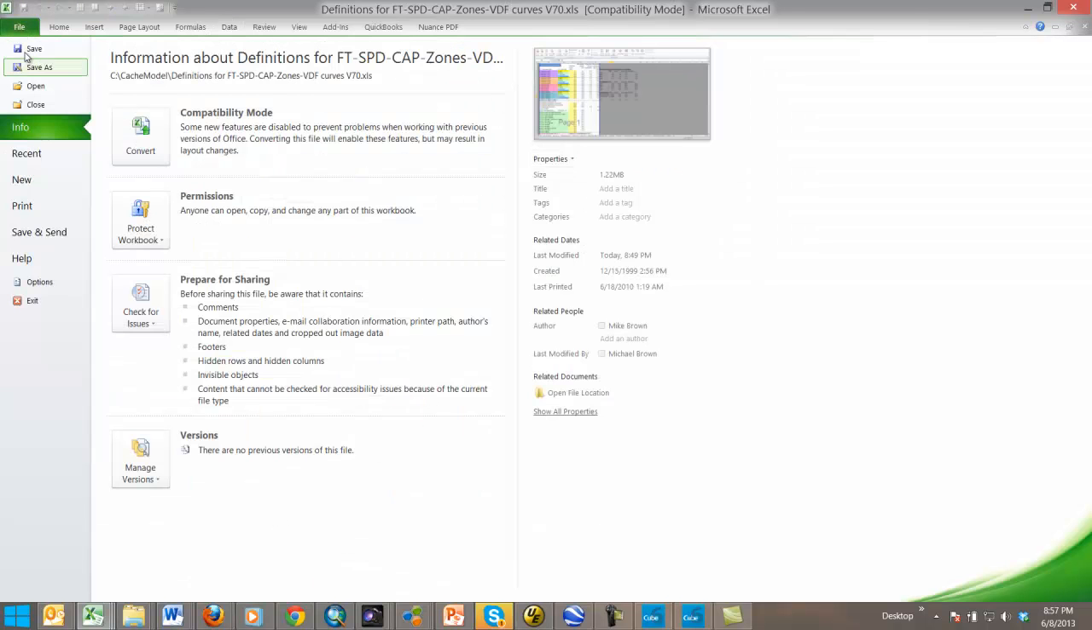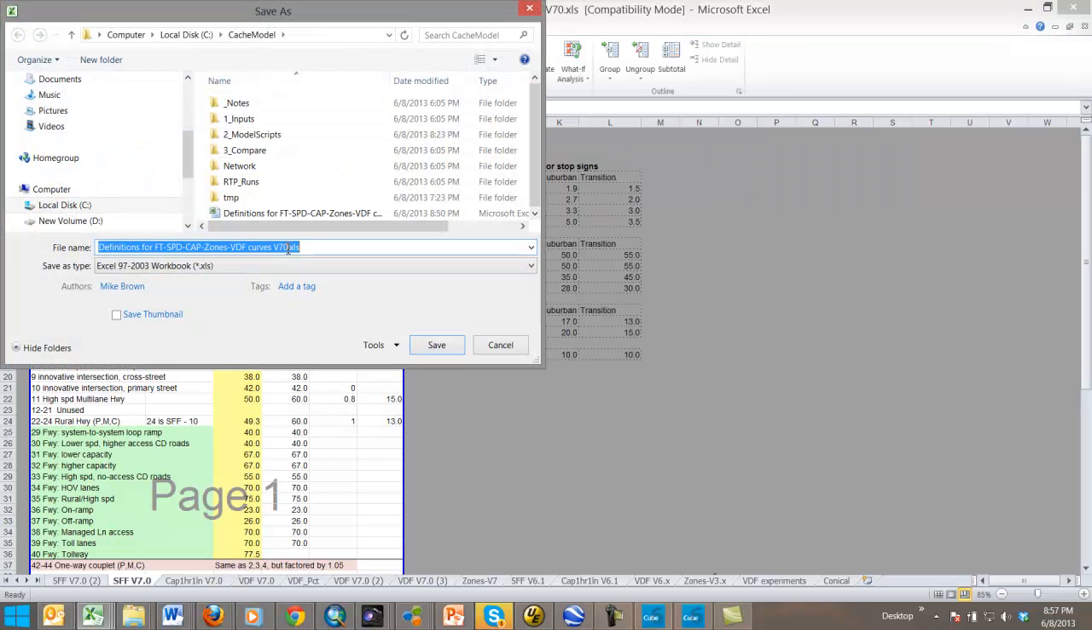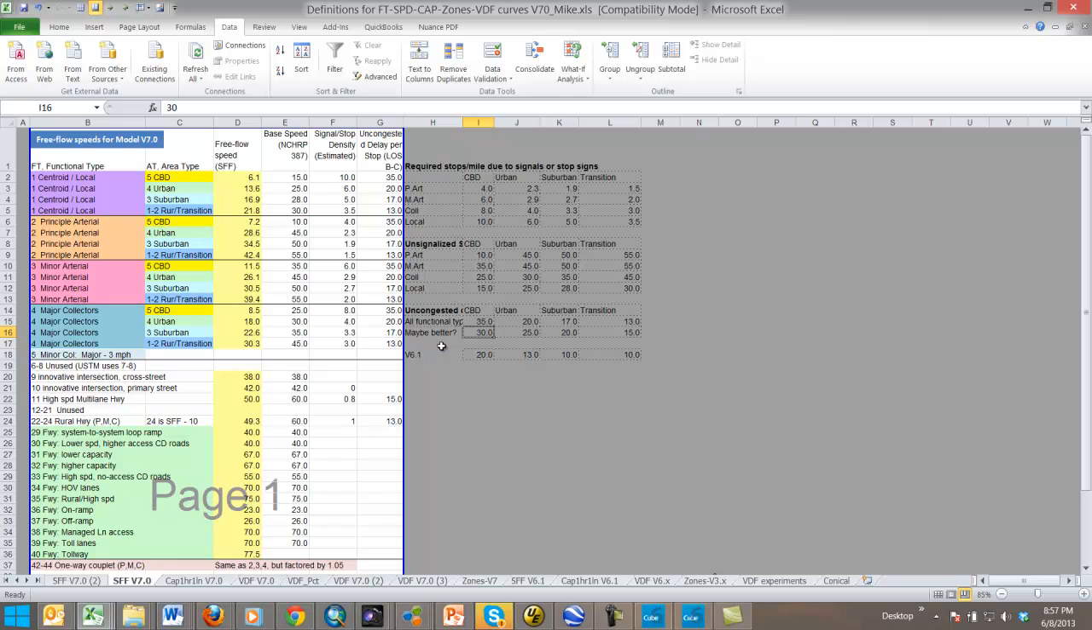And I'm going to save this as a different name so that you can turn it in on your own and hopefully have it be copied like mine.